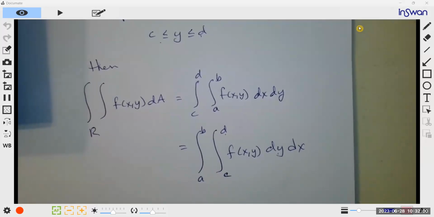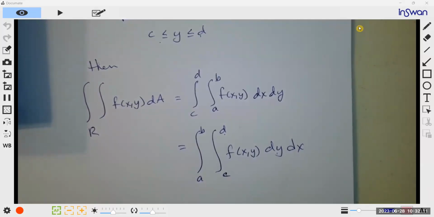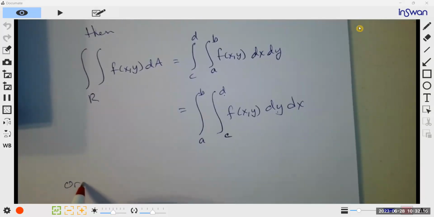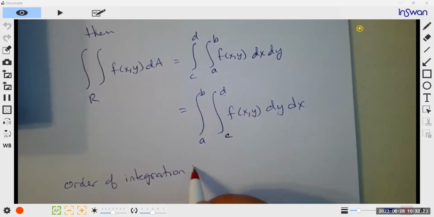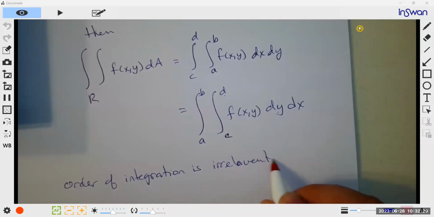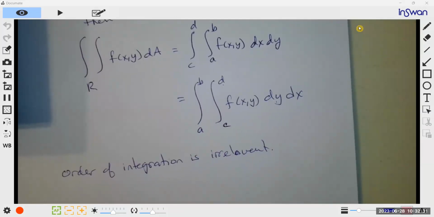It doesn't sound like much, but it takes a lot of stress out of trying to calculate these things without trying to remember, okay, do I take dx dy or dy dx? It doesn't matter. So it says order of integration is irrelevant. You get the same answer both ways.